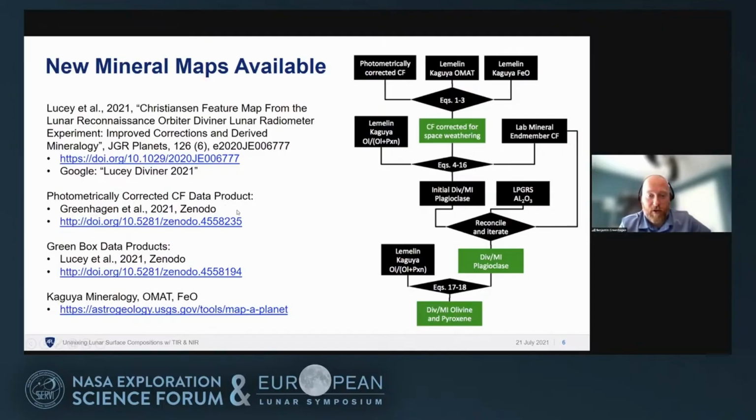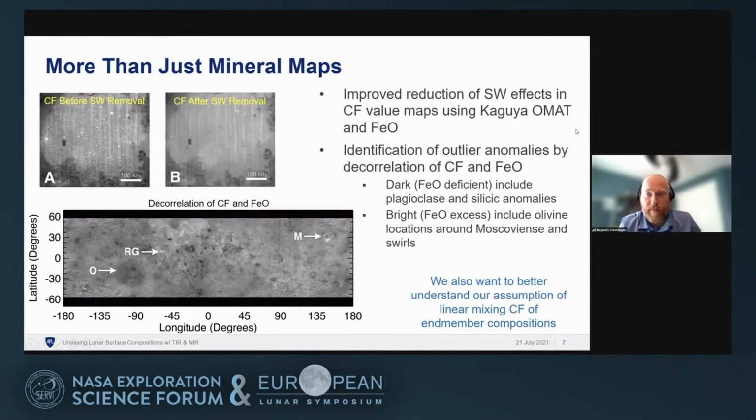So our CF map I just showed is on Zenodo there. All of these green box products are also there. So please go check it out. And it is more than just mineral maps that we've been doing with this. In particular, we did a significant improvement of the space weathering correction, originally published back in 2017. There's now a new version that takes into account iron abundance as well.